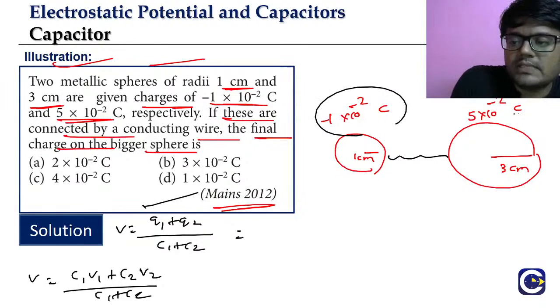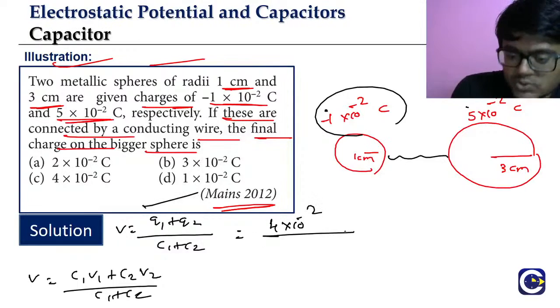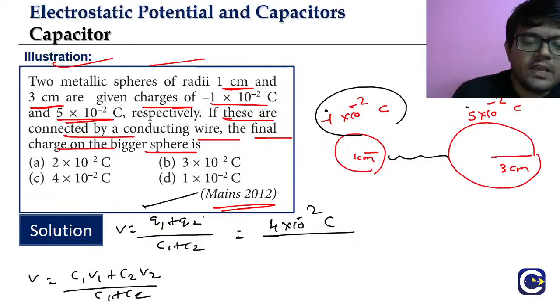Q1 plus Q2 ஆட் பண்ண என்ன வரும்? இங்கே என்னது -1 தானா, இது என்னது 5. -1 plus 5 means 4. So 4 into 10 power minus 2 coulombs. நியூமரேட்டர் என்னது coulombs divided by C1 plus C2.